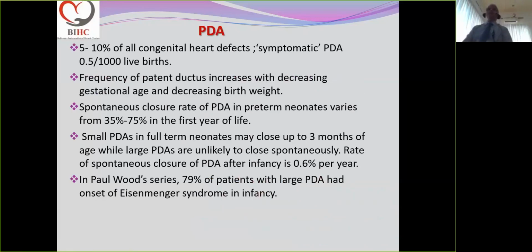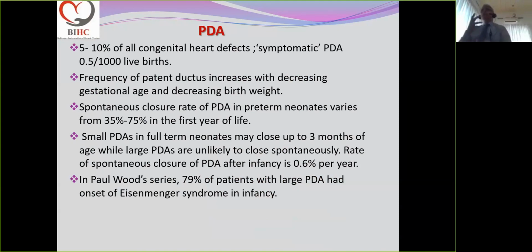The PDA accounts for 5 to 10% of all congenital heart defects. And if you're looking at symptomatic PDA, the more serious ones, it's only about 0.5 per thousand live births. The frequency, as you know, of PDA increases with decreasing birth weight. It's a very common problem in prematurity. And you could say that if the weight is less than 1 kg, predictably there will be a ductus.